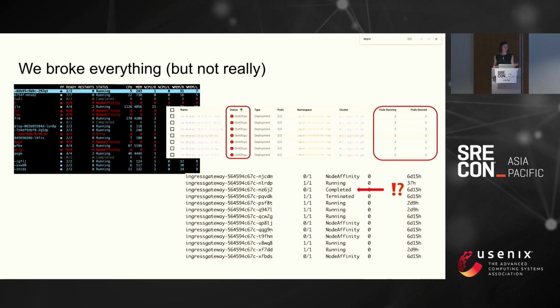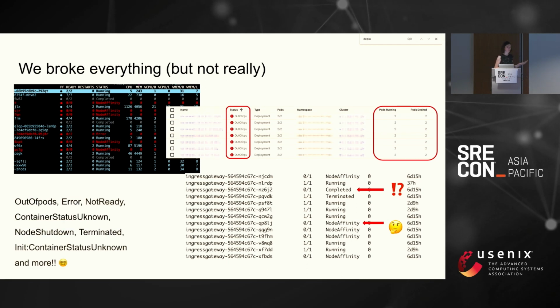Then there is Completed for Ingress Gateway. Does that make any sense for something like Ingress Gateway, or for any deployment? A deployment is a forever-running web server. It just doesn't make sense for it to be completed. Node affinities, I will get back to these ones.